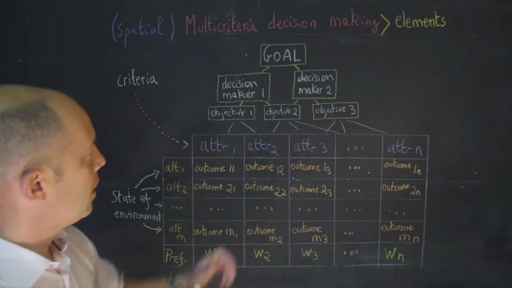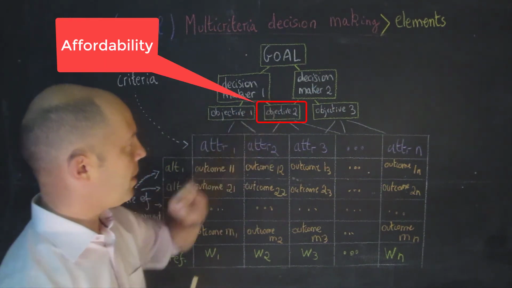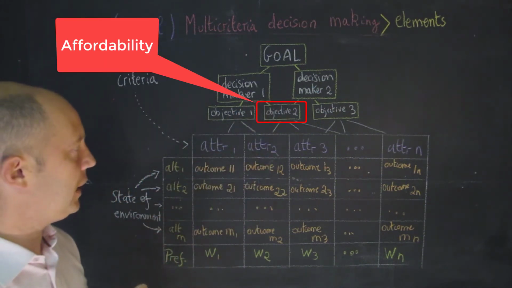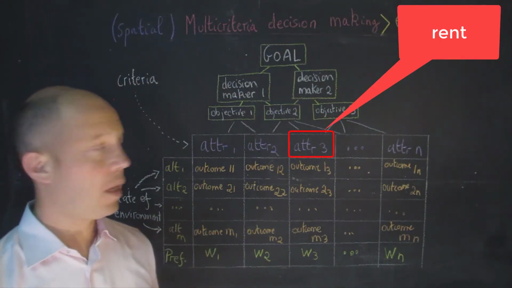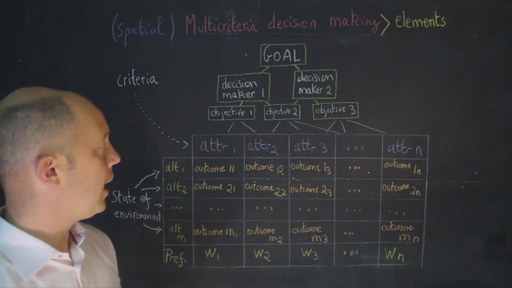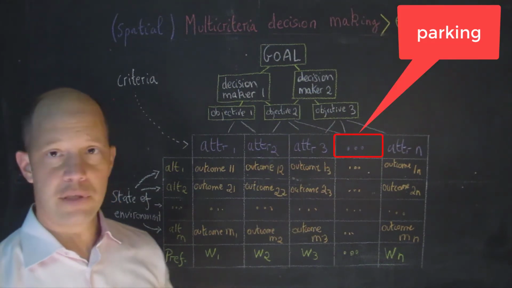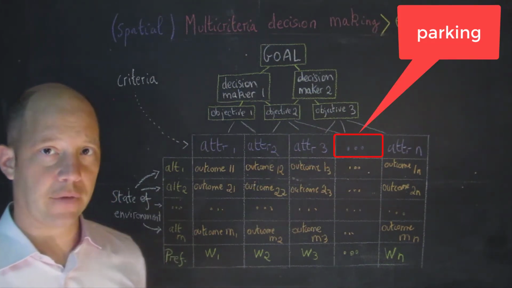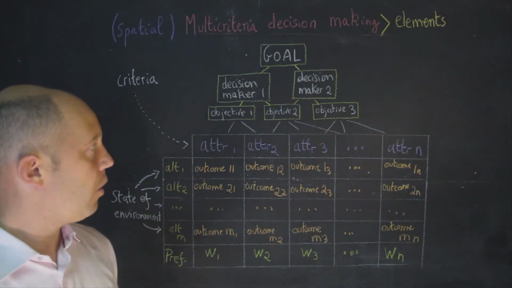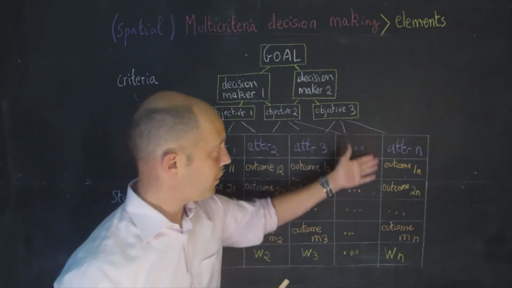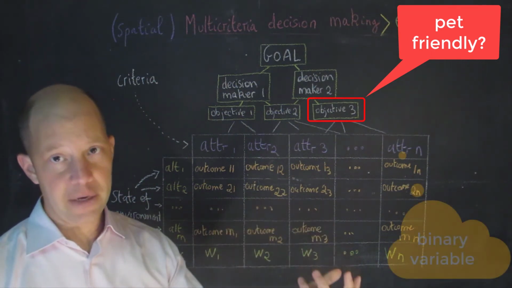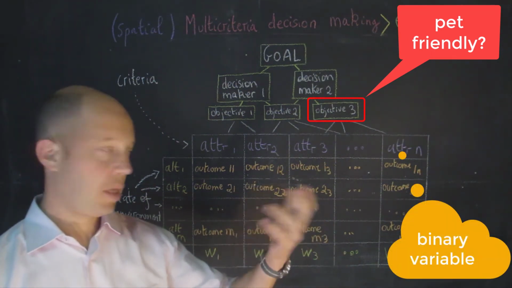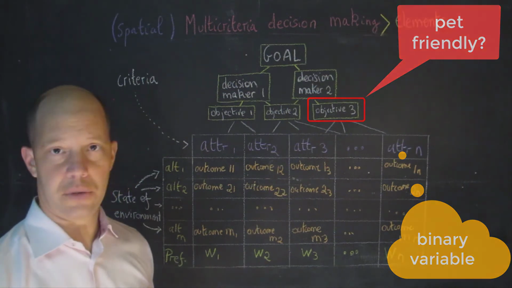The second objective, remember, is affordability, and that could be, of course, the rent. That's very important. But that could also be whether or not there is parking and whether or not we have to pay for parking. That could be another example. The third objective here may be whether or not pets are allowed, and that would be a binary attribute, 0 or 1, with 1 being allowed and 0 not allowed.